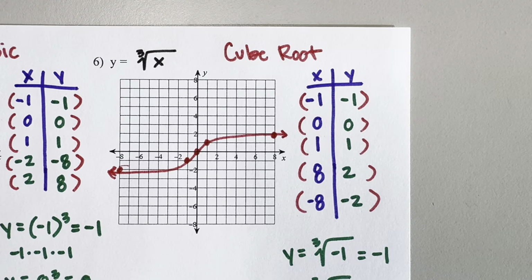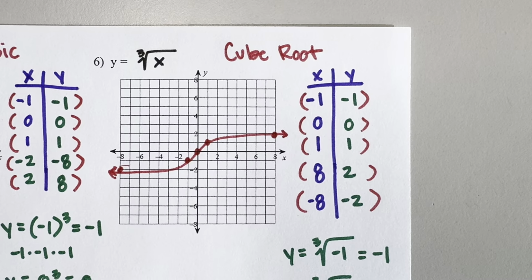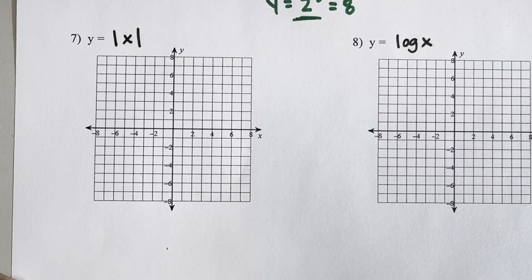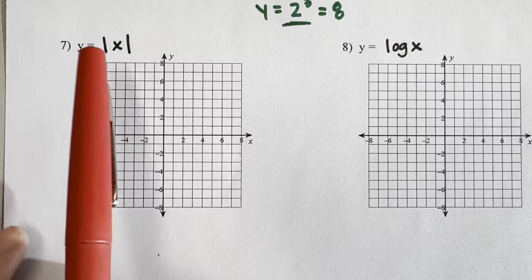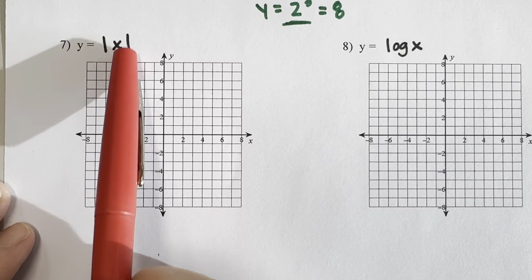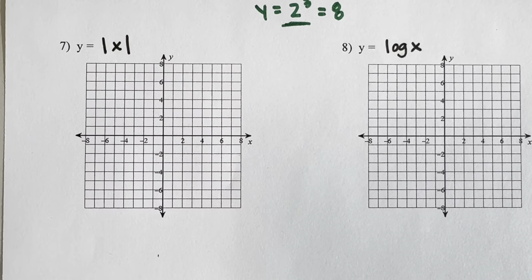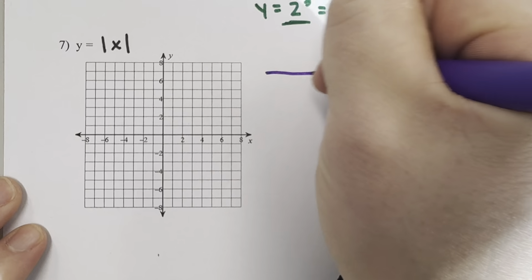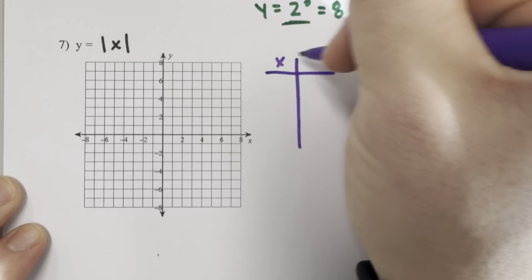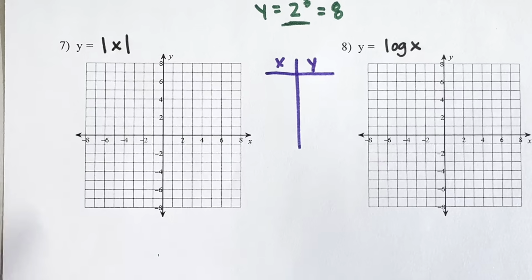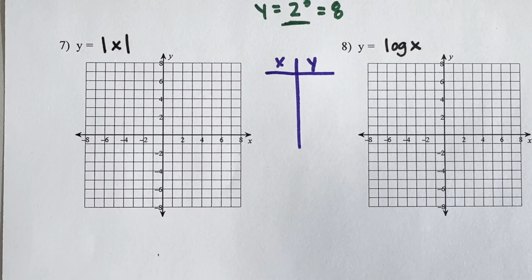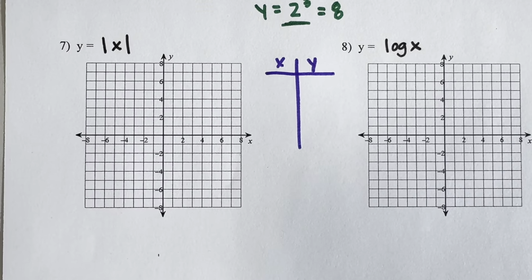Not the square root, but the cube root. Okay, last two functions to talk about. Our next one. Okay, so these lines right here, these are what we call the absolute value lines, or distance from, excuse me, not x, 0. Distance from 0.